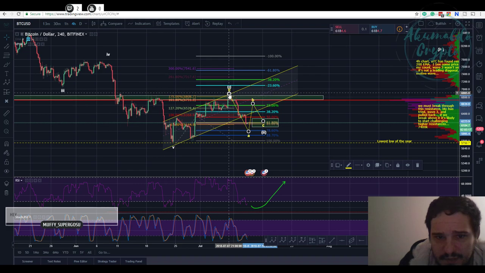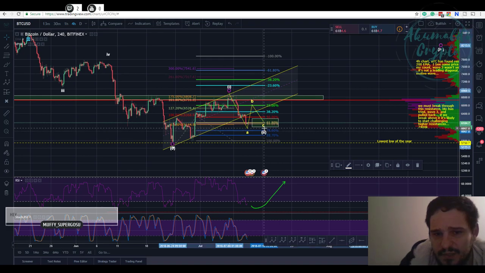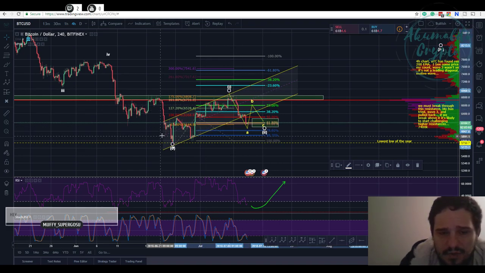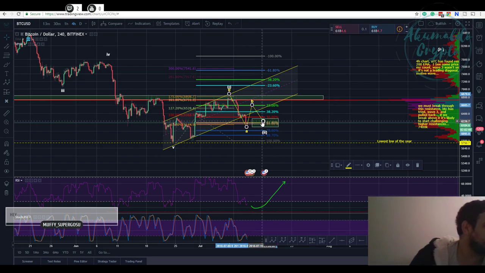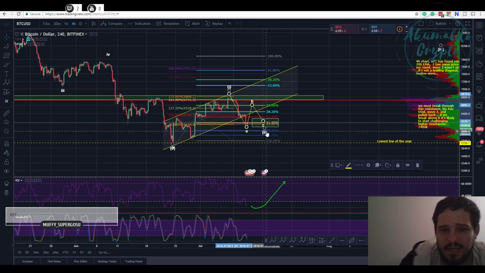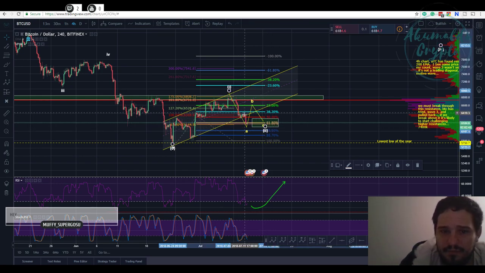If you are to count this as a bull, 1, 2, 3, 4, 5, which would really make it difficult to make an ABC here, to complete a correction of this motive impulse wave here. That is not clear, a motive impulse wave here, it's not clear. And then we would need to have this truncated C, which is not uncommon for Bitcoin. Which is not uncommon, and we have broken this channel here.